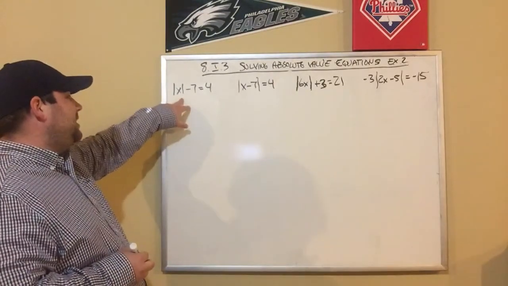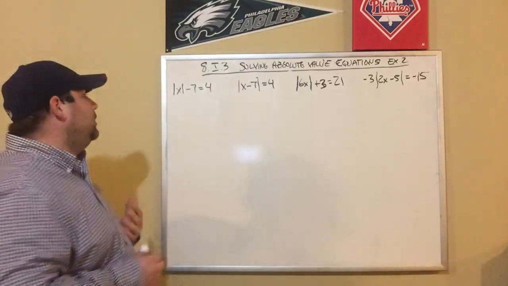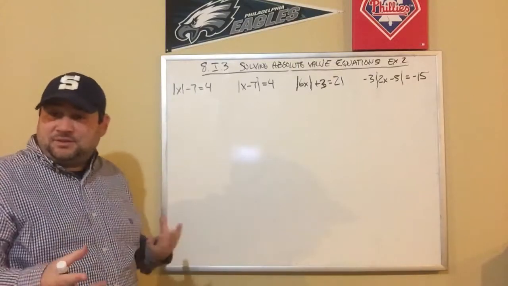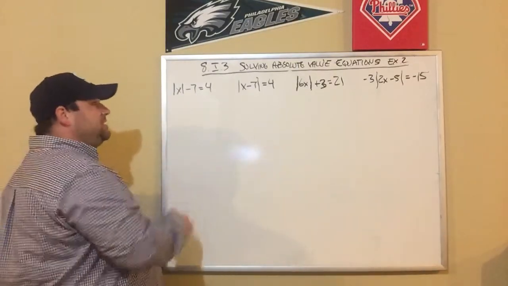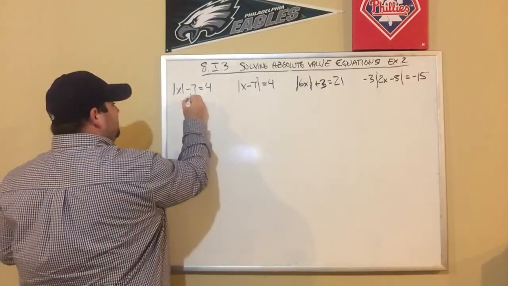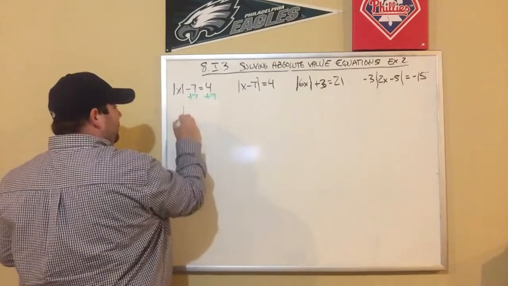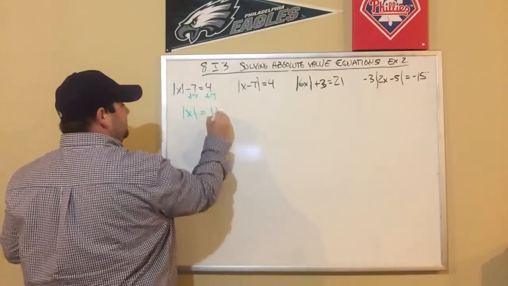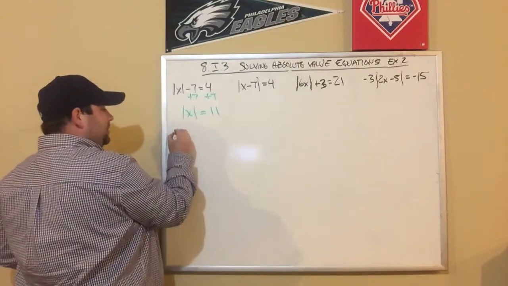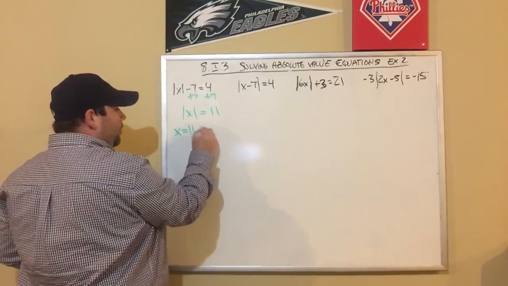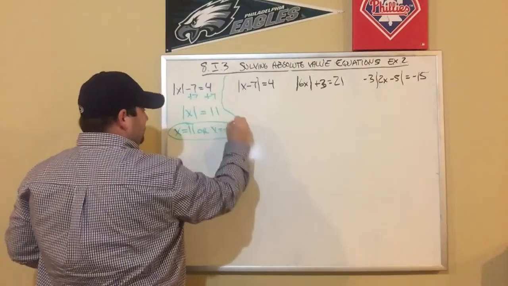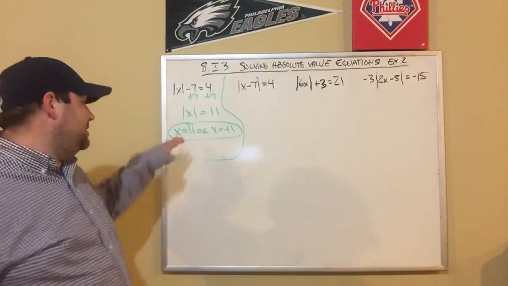In our first one, the absolute value of x, minus 7, equals 4. To solve an equation like this, you cannot split an absolute value equation into 2 different equations until you have absolute value equals. So this minus 7, we need to cancel it out by adding 7. Now I have the absolute value of x equals 4 plus 7, which is 11. Now I can solve this because I have absolute value equals 11, and I just split it into 2 equations. So x equals 11, or x equals negative 11. And that is the first one.